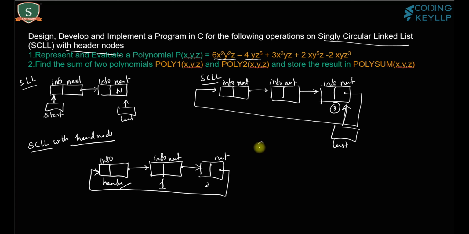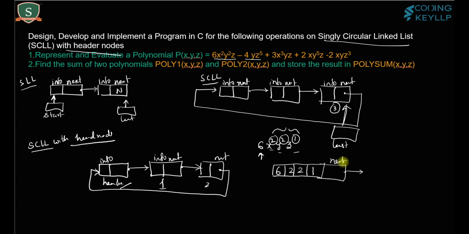For example, let us take the term 6x square y square z. Here 6 is a coefficient, 2, 2 and z power 1. So these are the exponential values of x, y, z. How do we represent it in the form of a node? In the node, there are a total of 5 fields. First field contains the coefficient value, and following fields contain the exponential values of x, y and z, and the last field contains the address of the next node.